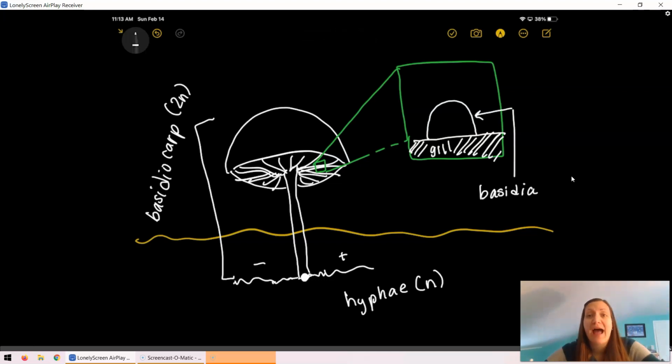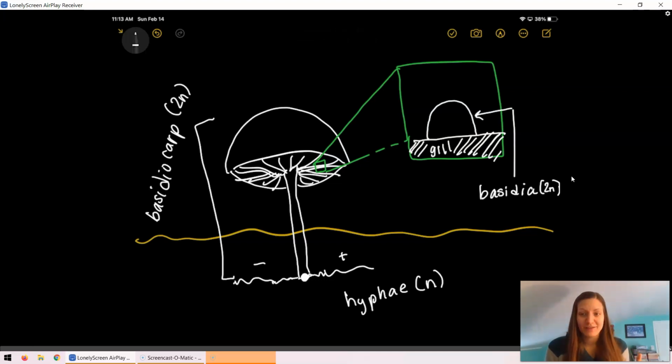Now, it's similar to the ascus, similar to the sporangium. The basidia, in this case, is like a little nub, right? You've got your fist, and then part of your finger comes up. It's still part of your fist, right? That is still part of this basidiocarp. It's just a structure on the basidiocarp. So this basidia is going to be diploid, because again, it is just part of the basidiocarp. That's why it is diploid: it's still part of the same exact structure.